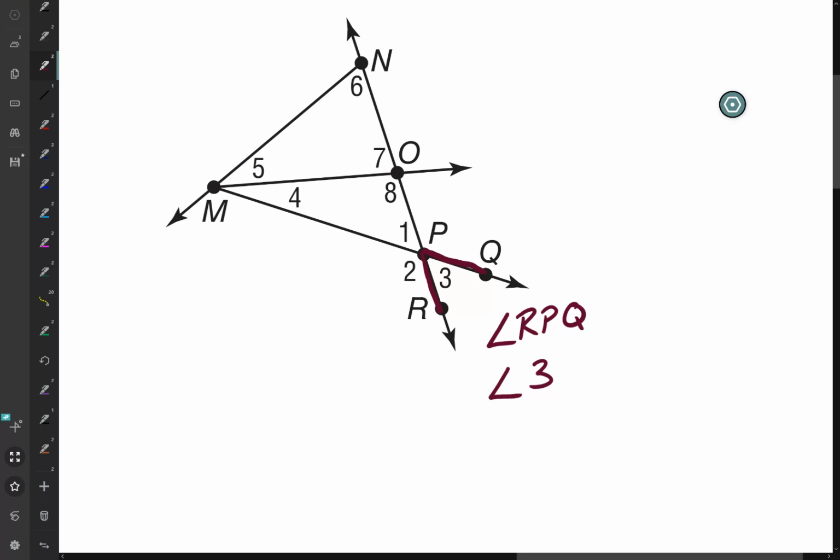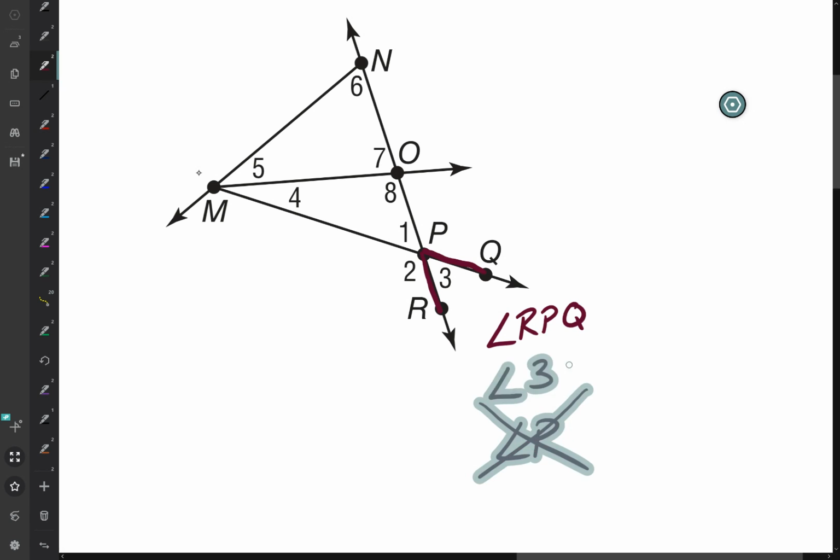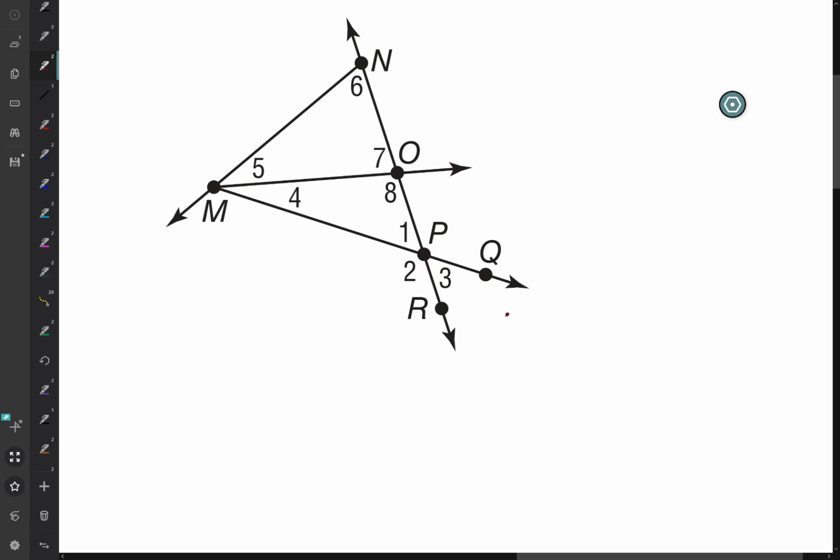Angle 3. You could not, angle P would be wrong. Can anyone tell me why? I wouldn't know which one you were talking about, whether you're talking about 1, 2, or 3, or the other one there, right? Everybody okay there?